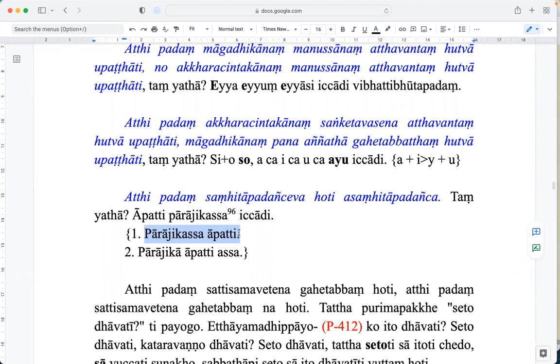Okay, but so Barajika Abadi Asa, if he committed in this way, there will be Barajika Abadi. So in this way, two ways. So Sayadaw, in the second way, Parajika is nominative case, right, modifying the Abadi. Abadi is feminine gender. Then if that's the case, how should we understand the apatti in the second way? A nominative case.